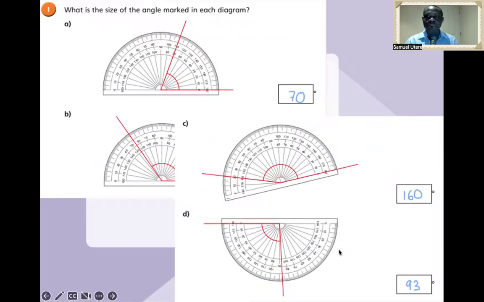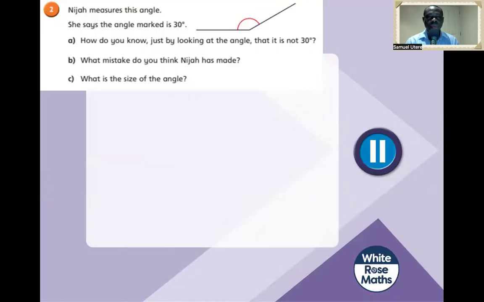It doesn't matter the orientation of the angle you want to measure. The process is the same. Using the right process would give you the correct angle of measure. Okay, pause the video and answer question 2 in 2 minutes.